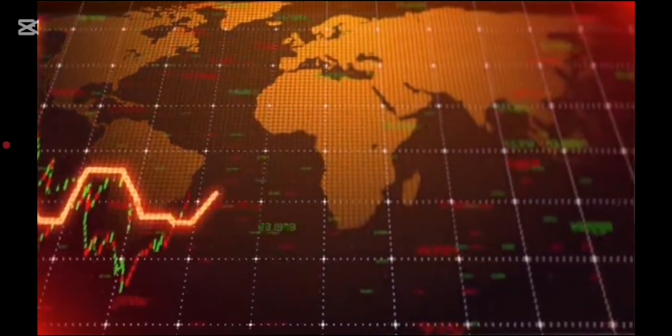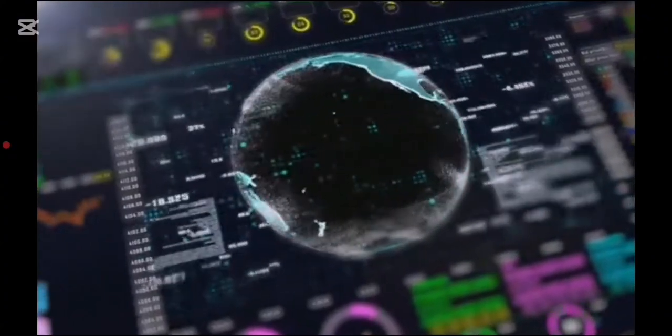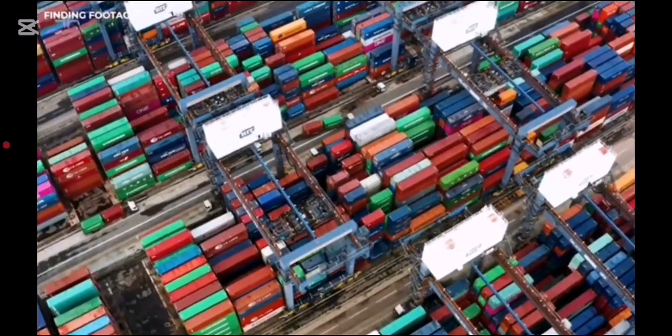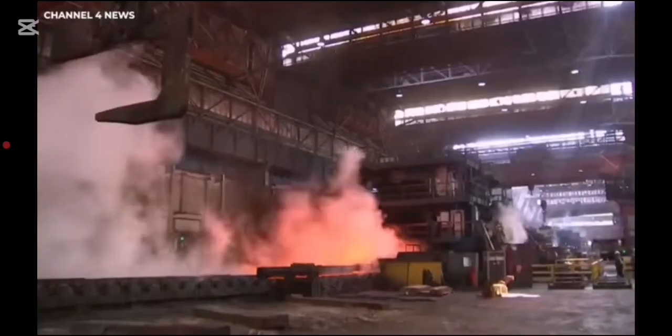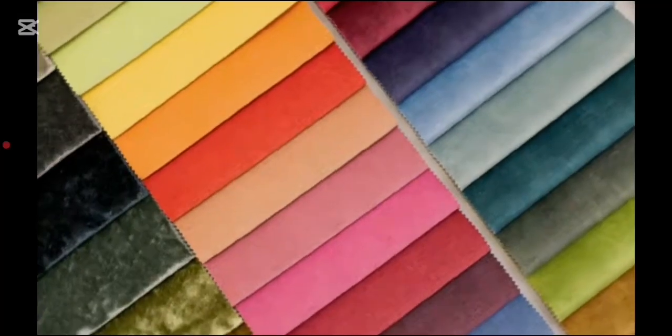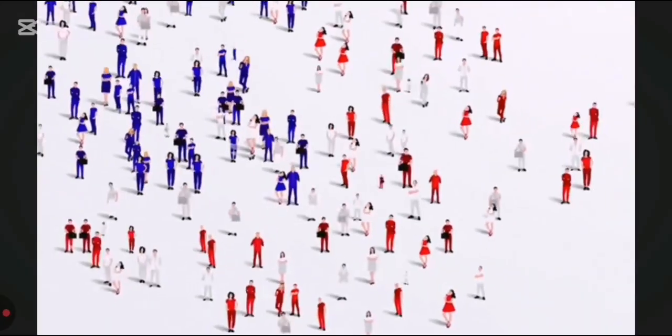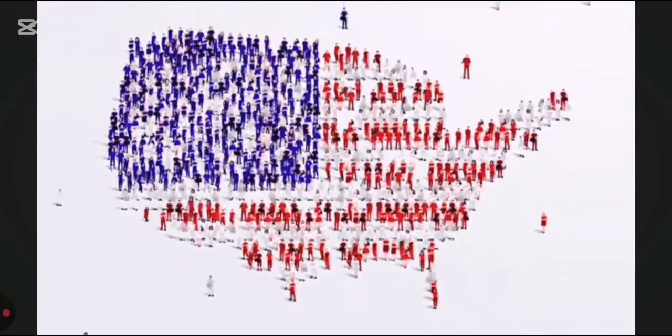How tariffs affect workers. It can result in job losses. One of the most significant effects of tariffs is the loss of jobs. When countries impose tariffs on products, companies may lose customers in other countries, causing them to lay off workers or reduce production.